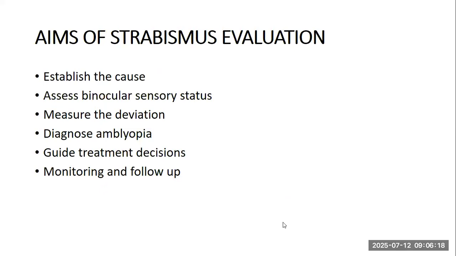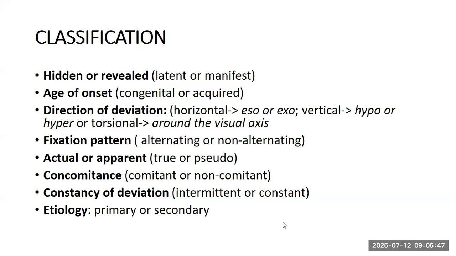Now, what are the aims of evaluating a child with strabismus? It's important to establish the cause of the strabismus, to assess the binocular sensory status of the child and see if something can be done about it, measure deviation, especially with the aim of doing a surgery to correct the strabismus, then diagnose amblyopia, guide treatment decisions, and monitor and follow up the child. It's important to classify the strabismus because this will help you know which investigations to do and which modality of treatment to follow.